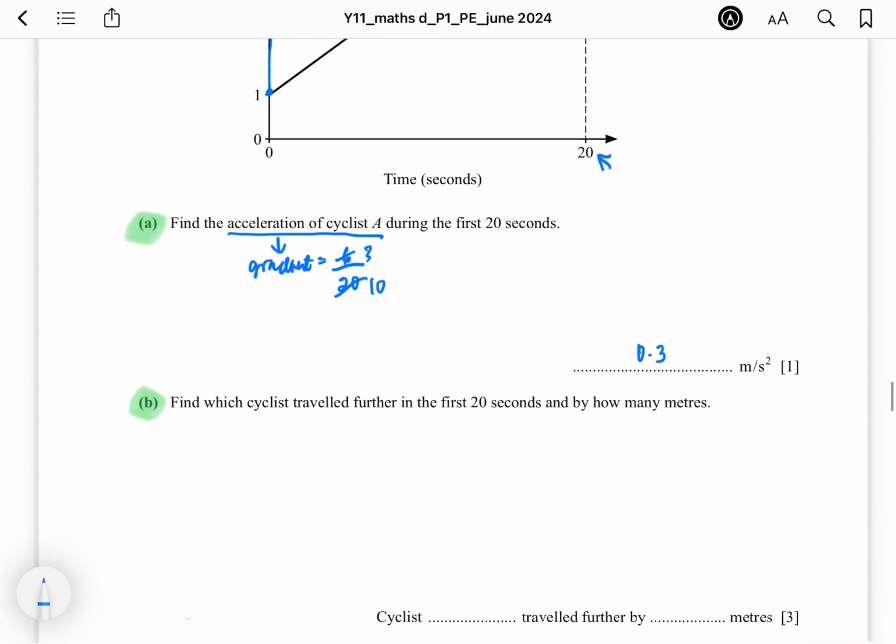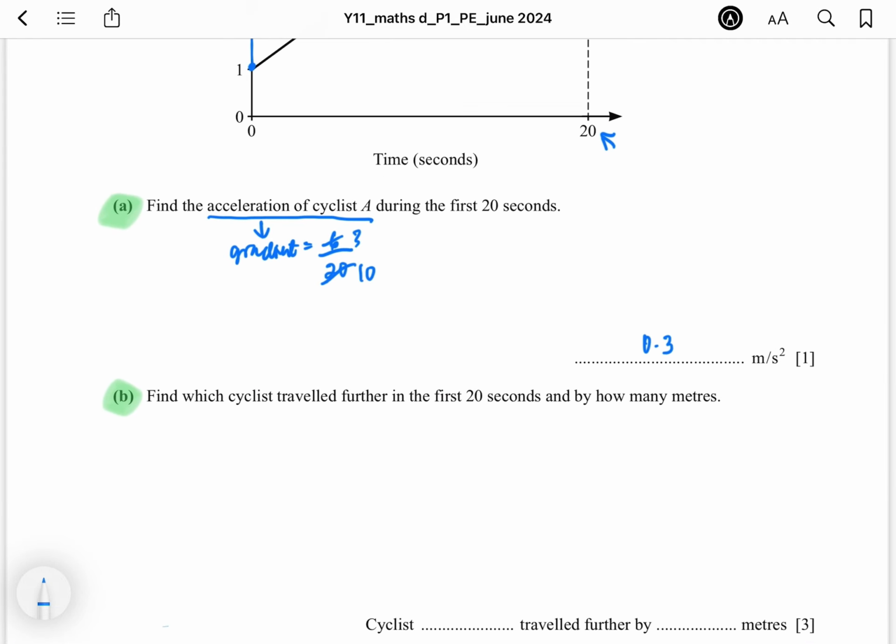Find which cyclist traveled further in the first 20 seconds and by how many meters. So that means you're finding the distance. So for A, distance is area under the graph for a speed time graph. So for A, your graph looks like that. Area under the graph is looking like that, which is a trapezium. That means half times the parallel sides times the length, which is 20.